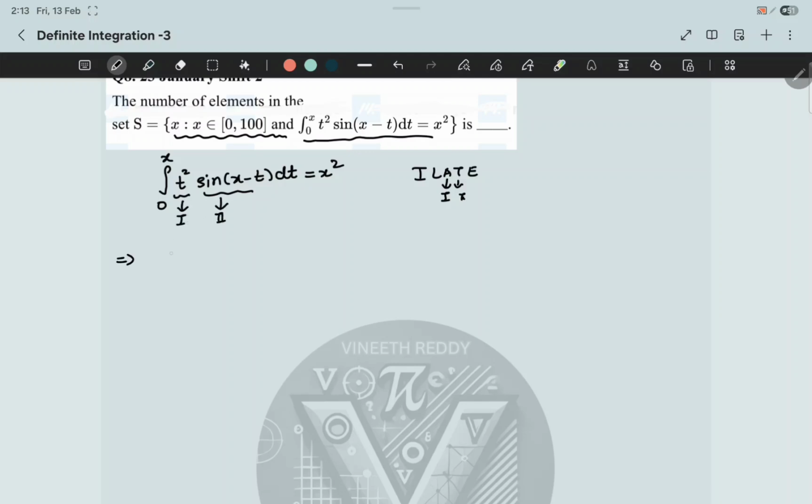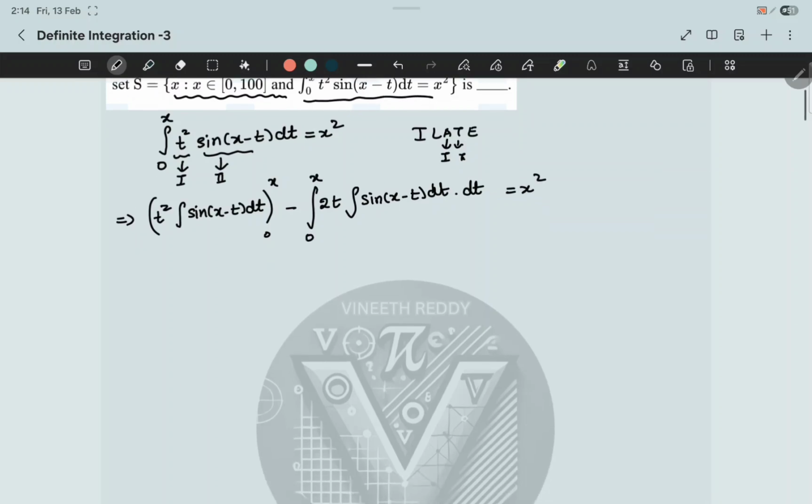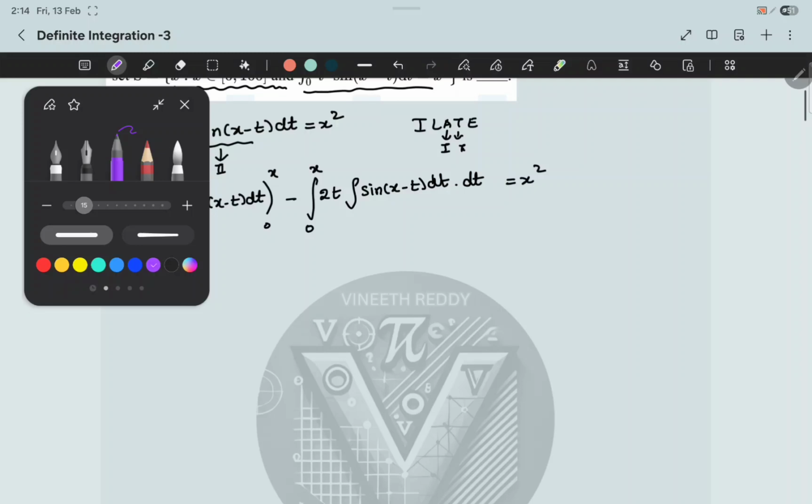So as per the formula, this will be the first function into integral of the second one, integral of sine (x minus t) dt, and the limits will be from 0 to x, minus the derivative of t square, that is 2t, into integral of sine of (x minus t) and the whole dt. The limits will be from 0 to x. This should be equal to x square. I think till here it is clear, right?